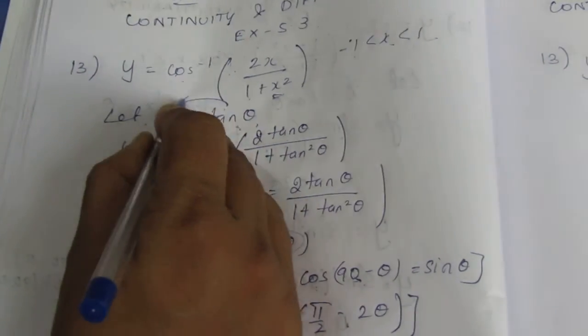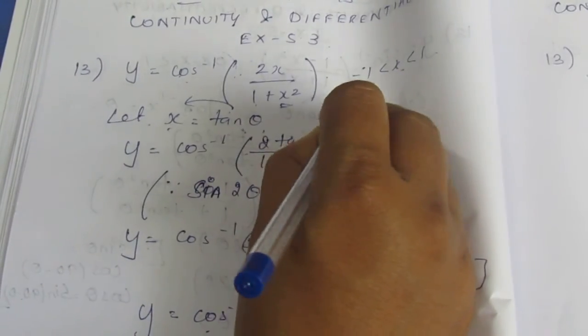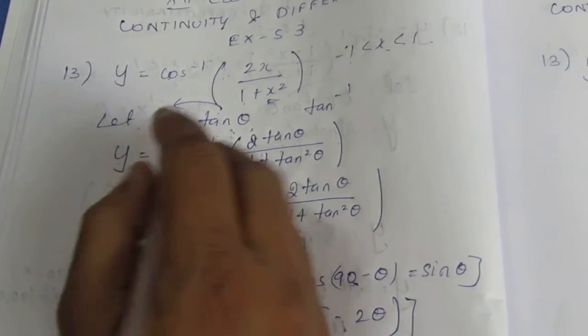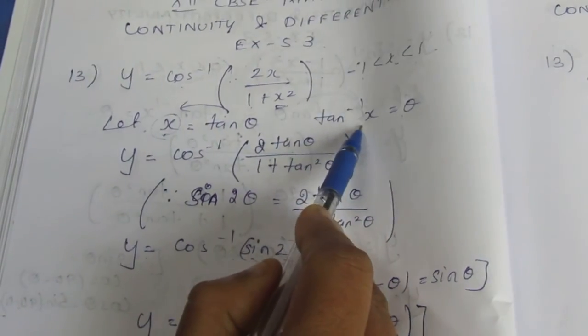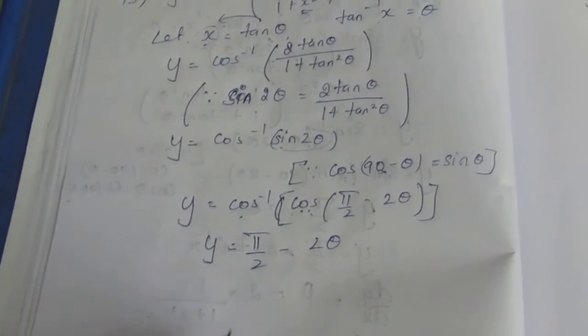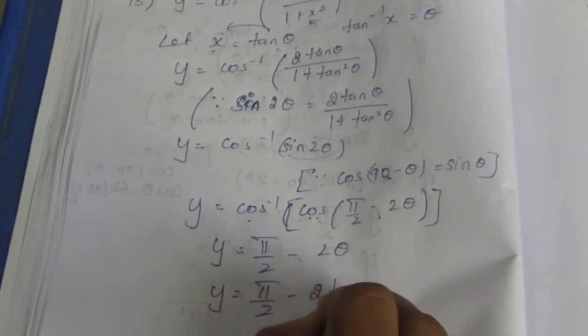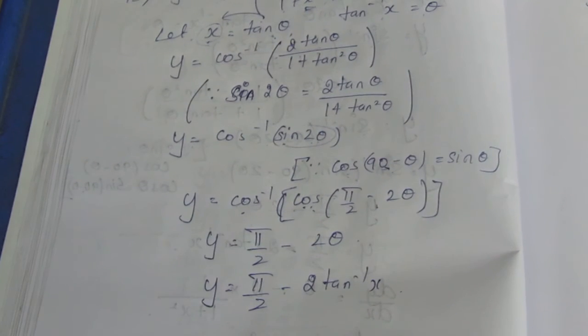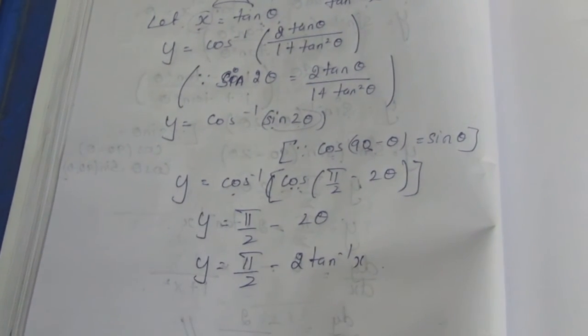For that reason, bring tan to this side. If tan comes to this side, it becomes inverse. Remember that here this becomes an angle and this comes as an inverse, equal to theta. Now theta is nothing but tan inverse x. So y is equal to pi by 2 minus 2 tan inverse x. So now the problem becomes very easy. So you can differentiate now.